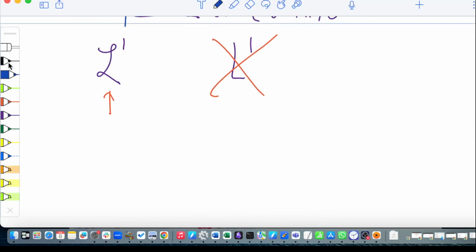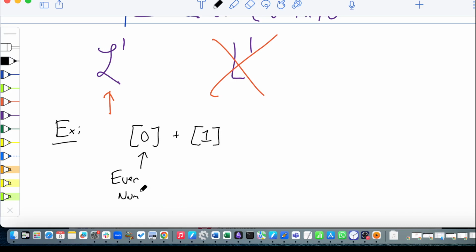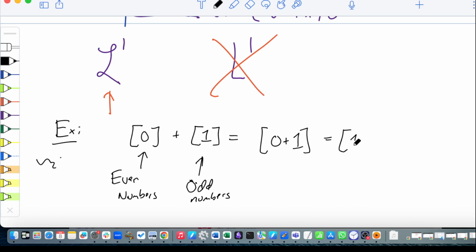So in our dopey example, you can do the addition of 0 plus 1. 0 represents the even numbers, and this is odd numbers. And you can add them together, so this is all in this tilde 2 business. What happens if you add the even numbers and the odd numbers? Well, what we're trying to say is an even number plus an odd number is another odd number, so you're going to get 0 plus 1, which is 1, which is the odd numbers again.